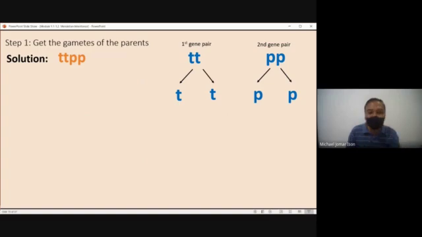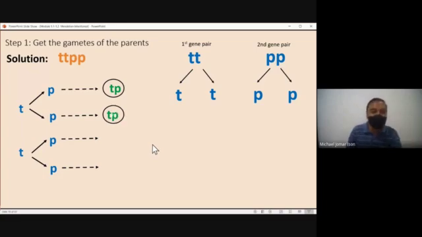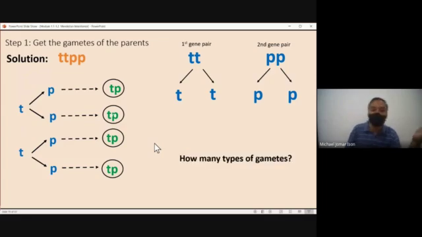So they independently assort. So you have the small t and the small p here, and then you're just going to combine the small p and the small p, randomly distribute to produce the gametes that will be formed by the second parent. Now, of course, it only has one kind and there's only one type of gamete.